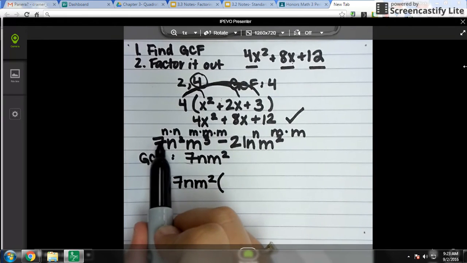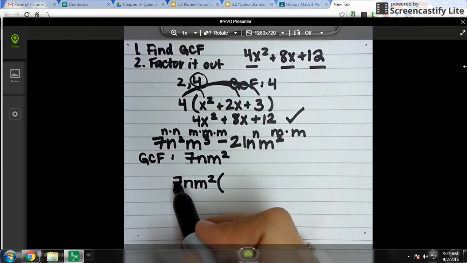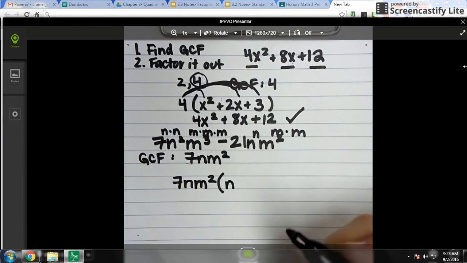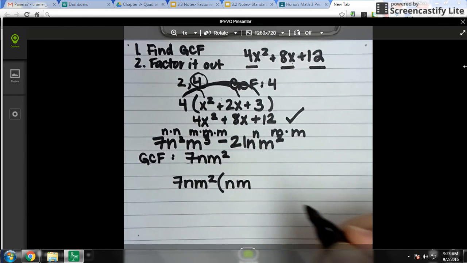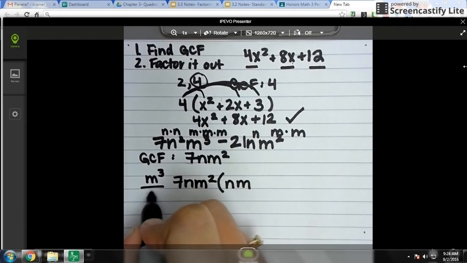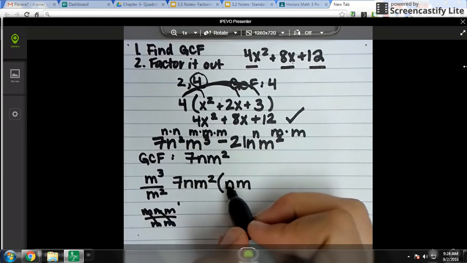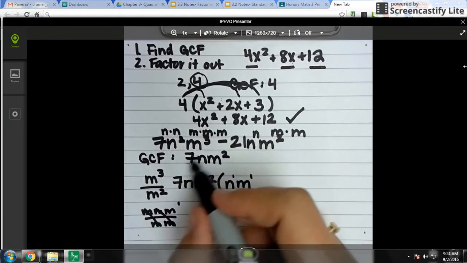If we divide 7n squared m cubed by 7nm squared, 7 divided by 7 is 1. N squared divided by n leaves us with 1n. And m cubed divided by m squared leaves us with 1m. Remember, when we divide exponents, we subtract. So m cubed divided by m squared is 3 m's divided by 2 m's, and we're left with m to the first on top. You can also do that by subtracting the exponents. This is n to the first, m to the first. You don't have to write that first power if you want, but you can.